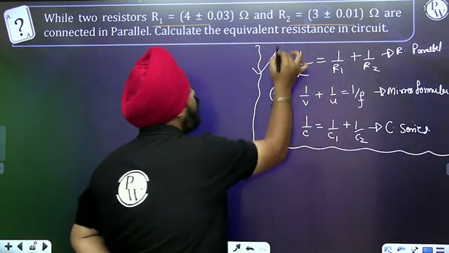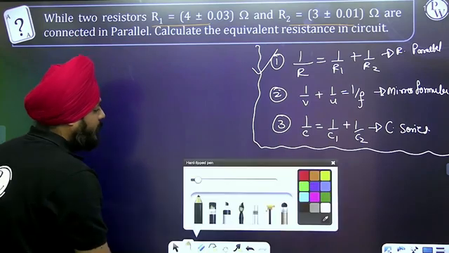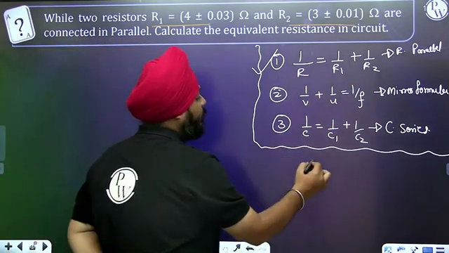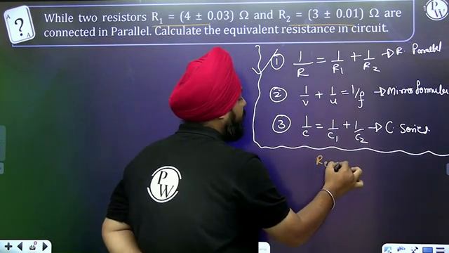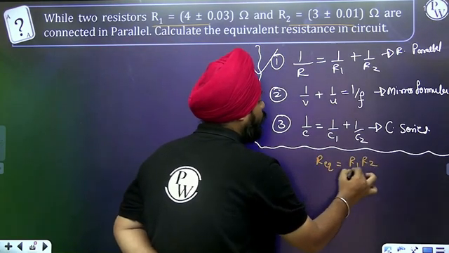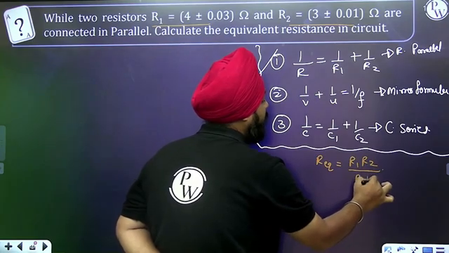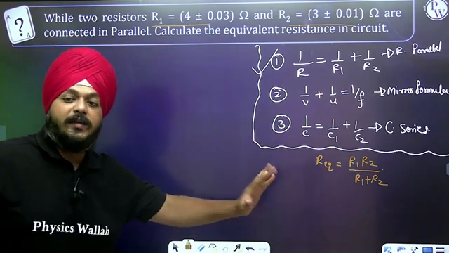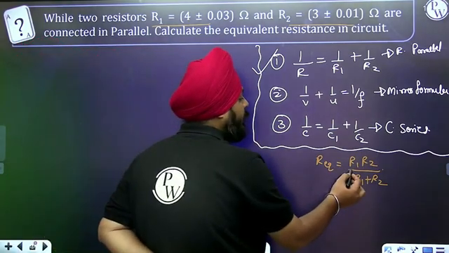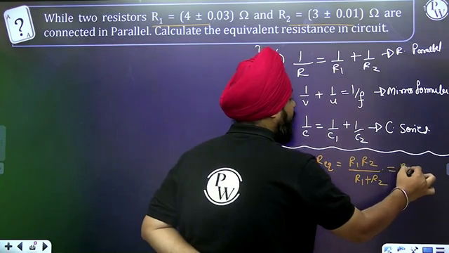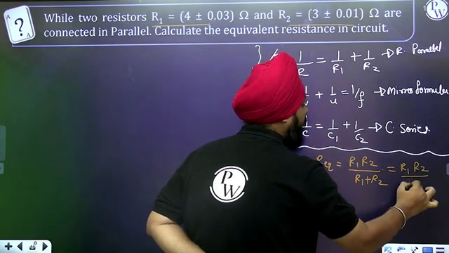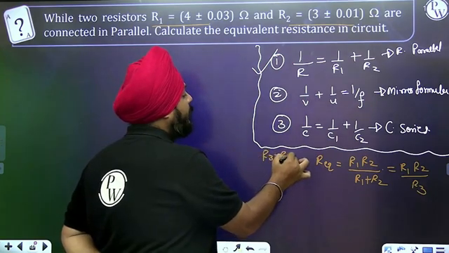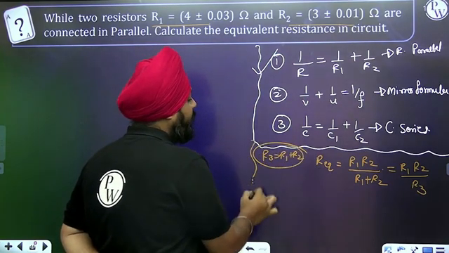Now, among them, we are going to solve the first one. If I write down the equation, the equivalent resistance is equal to R1 R2 whole divided by R1 plus R2. Here three physical quantities are involved. One is R1, second is R2. Can I write it as R1 R2 whole divided by R3, where R3 is equal to R1 plus R2? Then things will be quite easy.